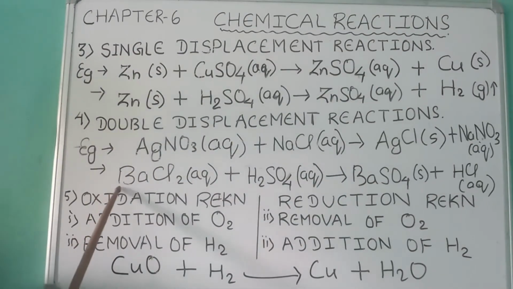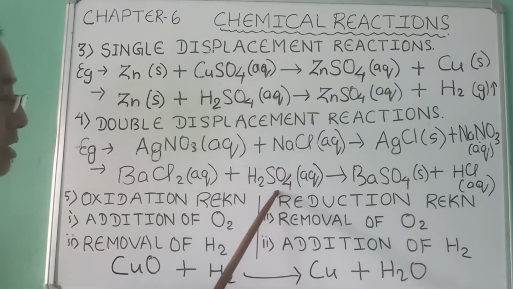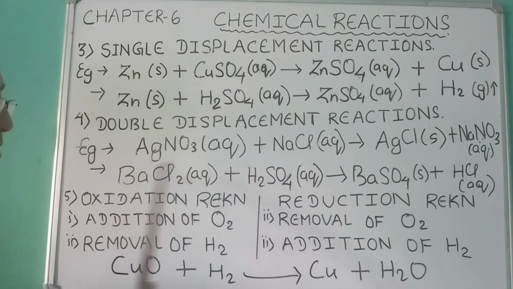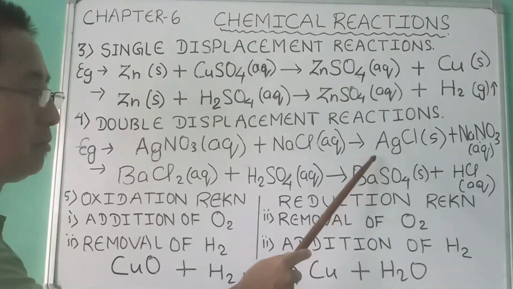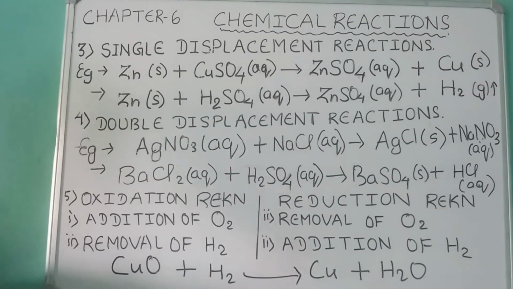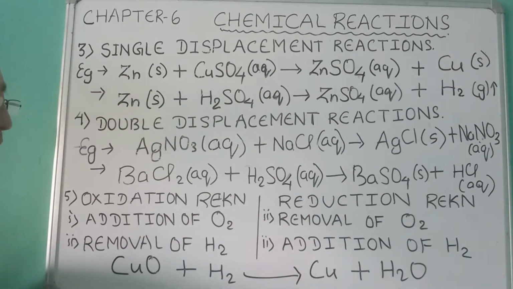Here, barium chloride solution reacts with dilute sulfuric acid, and they exchange their radicals with each other. Here barium, the basic radical, combines with the acidic radical of dilute sulfuric acid, that is sulfate, and gives white precipitate of barium sulfate, BaSO4. Both the valency of barium and sulfate is 2. On interchanging their valency, the 2s cancel, so its molecular formula is BaSO4.